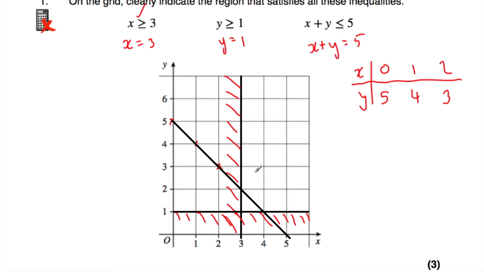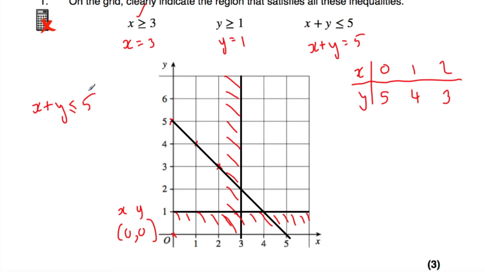Now to do that, what I do is I choose a point that's not on the line. So a point that's not on the line is clearly the origin. The origin here, the point 0, 0, is clearly not on that line, x plus y equals 5. And I know for the origin, the x coordinate is 0 and the y coordinate is 0. And if I substitute in 0 and 0 for the values of x and y into the inequality, which is x plus y is less than or equal to 5, it will either work for the inequality or it won't.